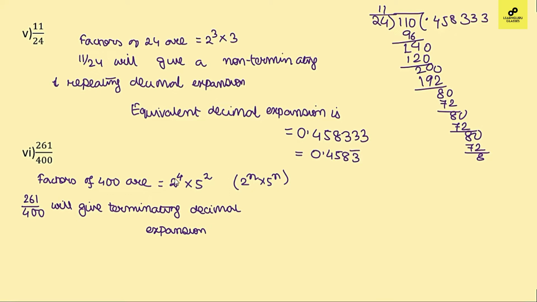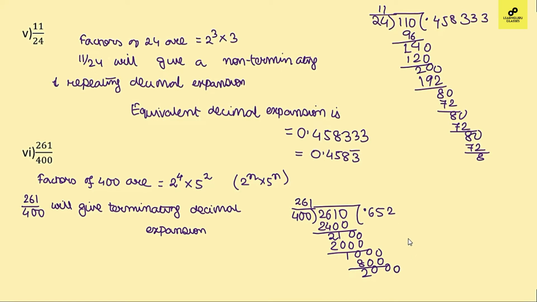Now to find out the equivalent decimal expansion, we will do the division. 261 is less than 400. We are giving a 0 over here and a decimal here. So 400 into 6 will give us 2400. So this is 0, 1, 2, 0. So 400 into 5 is 2000, so 001. Again here 0, so 400 into 2 is 800, so 002. Again 0, so 400 into 5 is 2000.